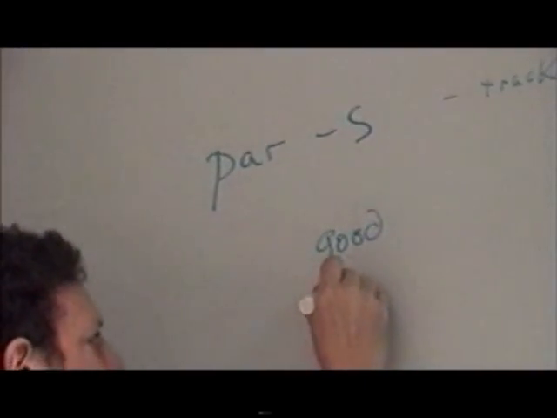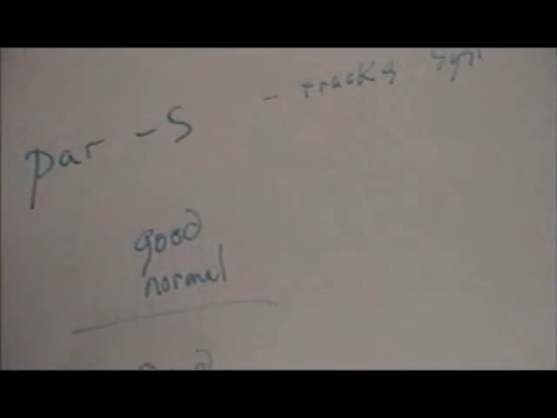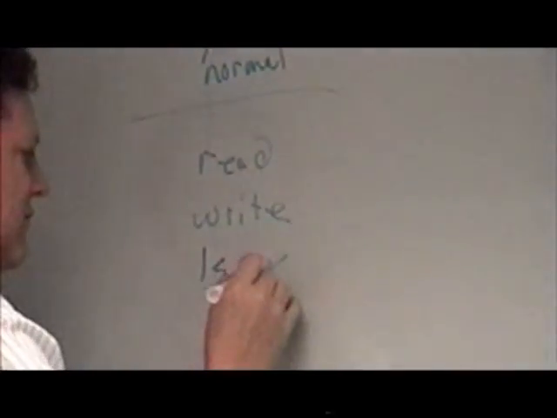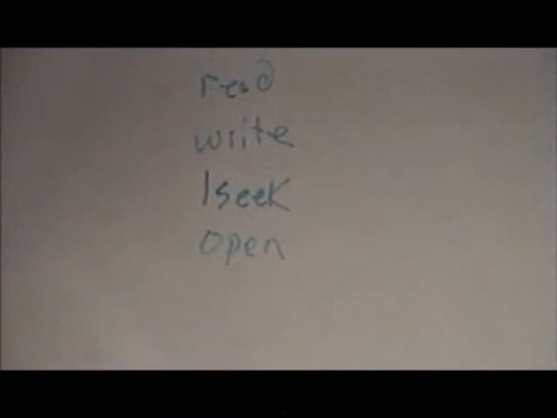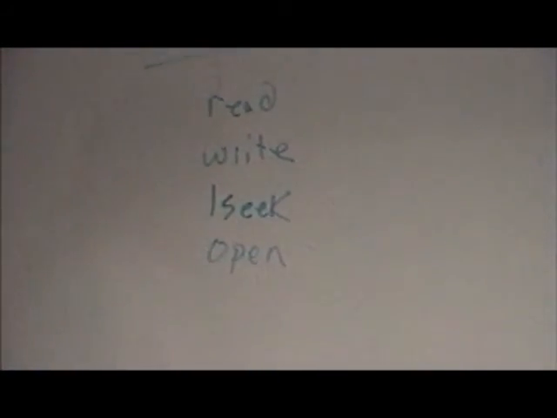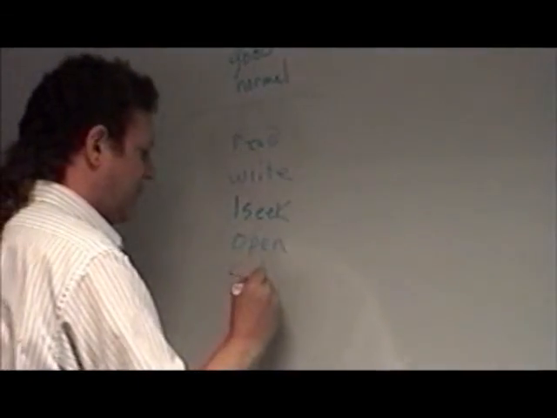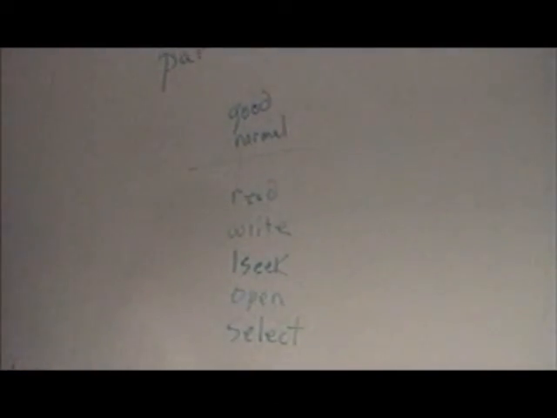So good or normal would be things like read, write, LSEEK, open. These are things that you have to do. LSEEK is where I do random I/O. I'm positioning myself into the file rather than sequentially striding. And we also just now saw select. A computer's no good without doing I/O. So these are what I would consider normal types of system calls.